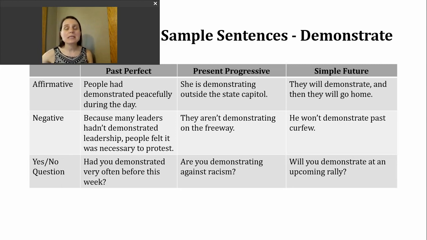We tend to use the past perfect to talk about an action that finished before another past action. And so the past perfect can help us understand the sequence of past events. This verb tense could also be used to talk about when something happened or in relation to how long to a specific point in the past. Let's look at an affirmative example. People had demonstrated peacefully during the day.